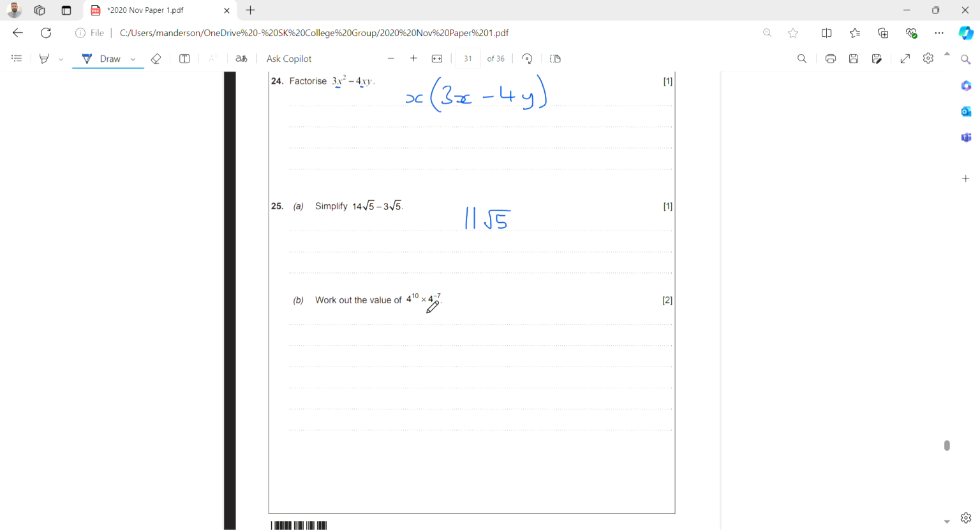4 to the power 10 times by 4 to the power minus 7. So when we're talking about our rules of indices, if we have things with the same base 4, we add our powers. So we're simply going to do 10 and we're going to add on minus 7. 10 add minus 7 is 3. So our answer is going to be 4 to the power 3, which is 4 cubed. So the value of 4 cubed, if you don't know it, we can work it out, which would be 4 times 4 times 4, which gives us the answer 64.